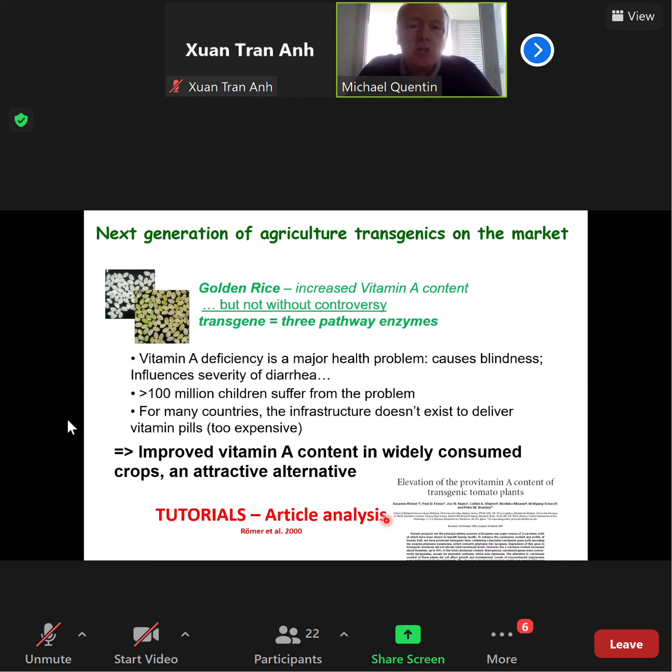The next generation of agricultural transgenic plants on the market are more meant to improve the quality of the plant, and the most famous example is the golden rice, which has an increased content in vitamin A. I'm not going to speak about this today to save time, but when we do the tutorial, we will analyze one article in which they describe the production of those GMO plants. Okay, so this will be for the tutorial.